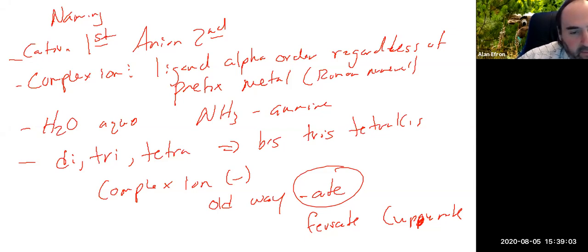So remember that when we name these, it's important to figure out, is it a positive complex ion or is it a negative complex ion? If it happens to be a positive complex ion, then obviously we just use the regular old name of it. It's only when those are negative that we need to use that old school name. Again, always a Roman numeral.